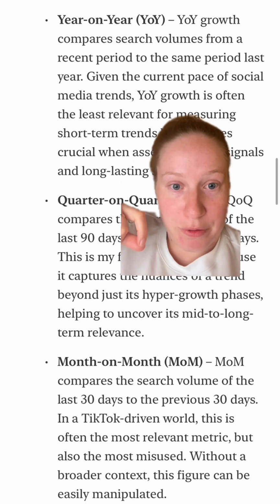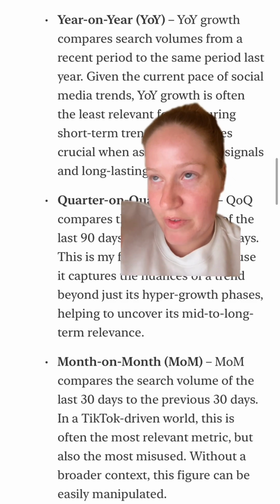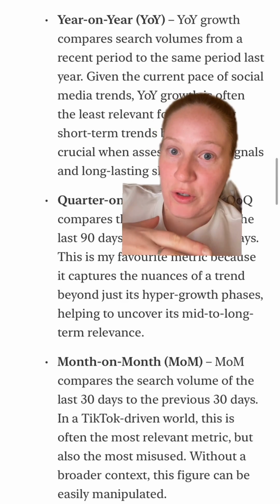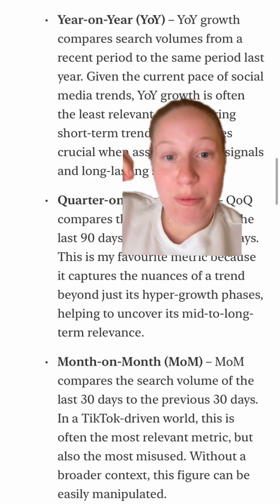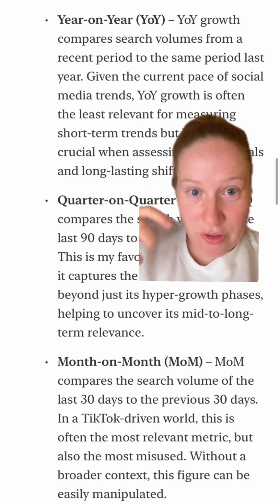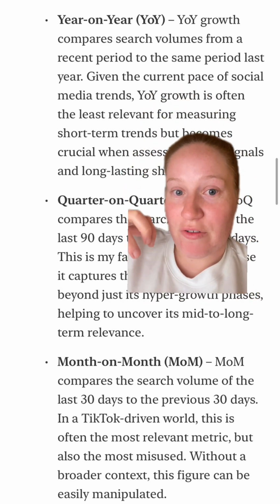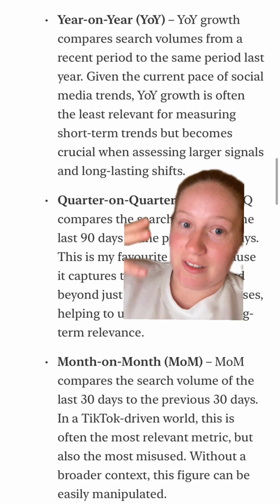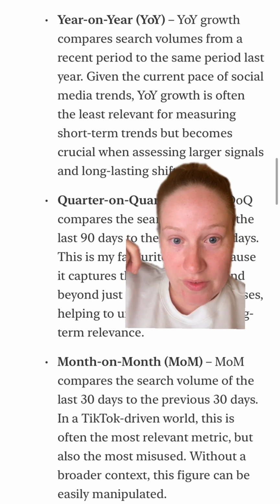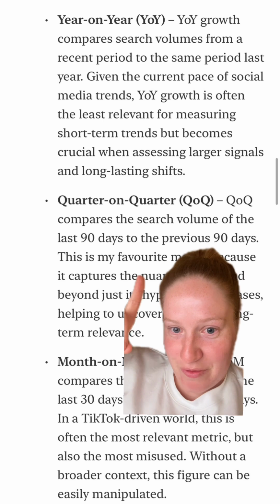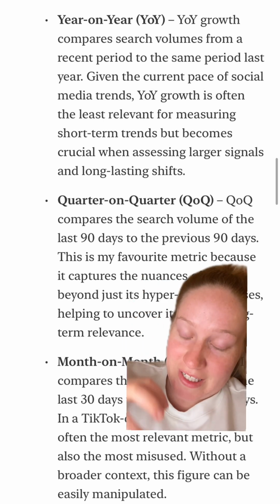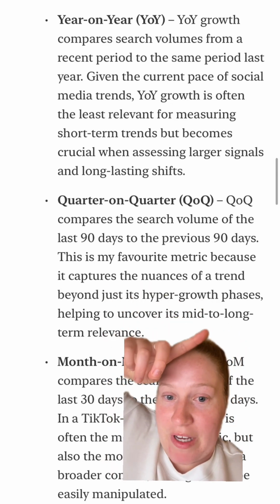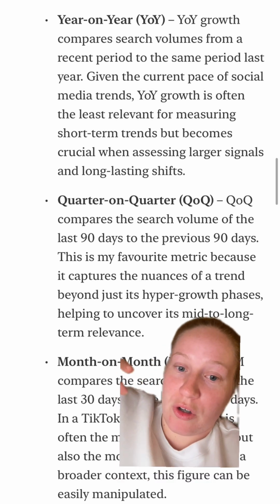Then you have the different growth percentages. Their definitions are quite obvious, but the way we use them is quite distinctly different. Year-on-year growth compares search volume from a recent period to the same period last year, but given the pace of social media trends, year-on-year growth is usually the least relevant when measuring short-term trends, but becomes crucial when assessing larger signals and longer-lasting shifts. Quarter over quarter is my personal favorite, and it's just the search volume of the last 90 days versus the previous 90 days. It captures the nuances of a trend beyond its hypergrowth phases, helping to uncover mid to long-term relevance.